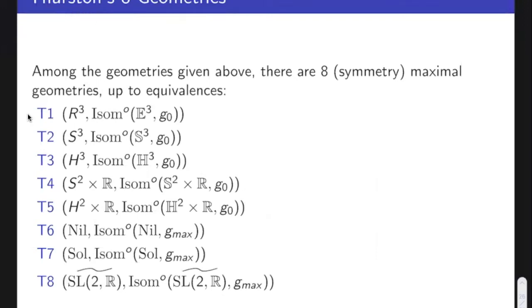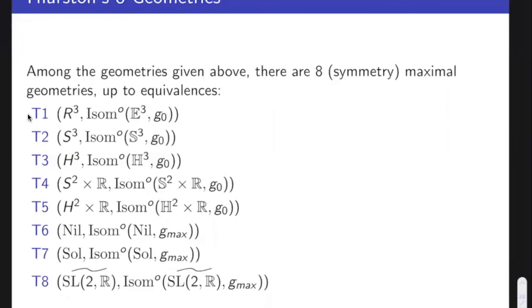First, we classify the maximal, or what we call symmetry maximal, geometries. Up to equivalence, you have these 8 geometries. Now, I'd like to remind you that every geometric structure admits a metric that's modeled on one of Thurston's 8 geometries. However, it is not true that every three-dimensional geometric structure is modeled on one of the maximal geometries.